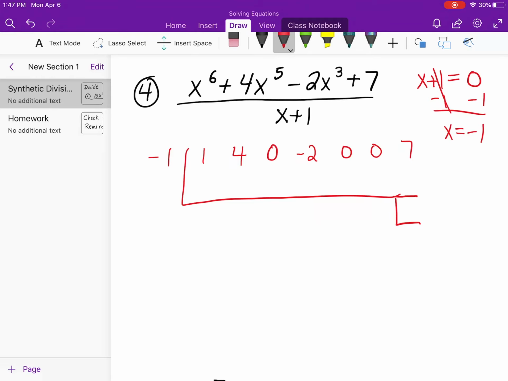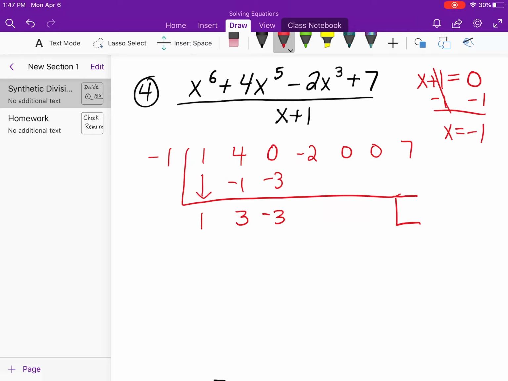This is a really good example of what to do whenever you need to use placeholders. We're just going to put zeros there. Everything else is going to be exactly the same. We're going to drop down this 1. We're going to multiply by what's on the outside, and then add what's on the inside. So I've got -1 times 1, which is -1. Then we'll add 4 plus -1, which is 3. Then multiply. -1 times 3 is -3. Then we're going to add 0 plus -3 is -3.